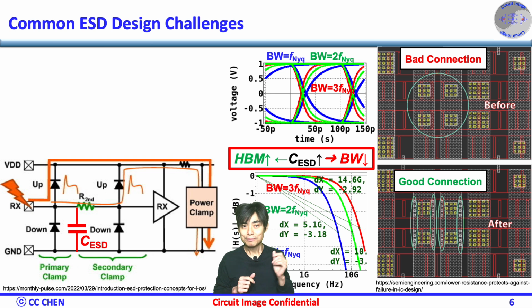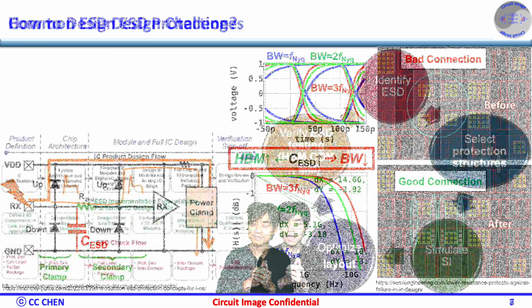Understanding the impact of manufacturing variations is also crucial. ESD protection effectiveness can change due to process shifts. Designing with reliability in mind ensures long-term product performance. Next, we explore how to test and verify ESD robustness.